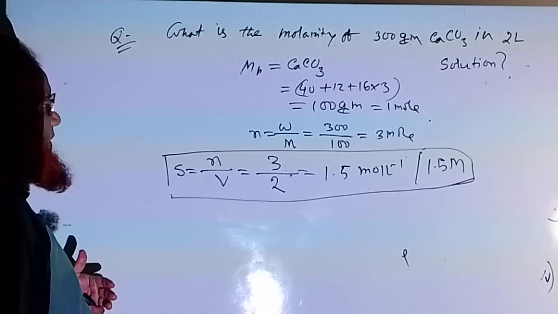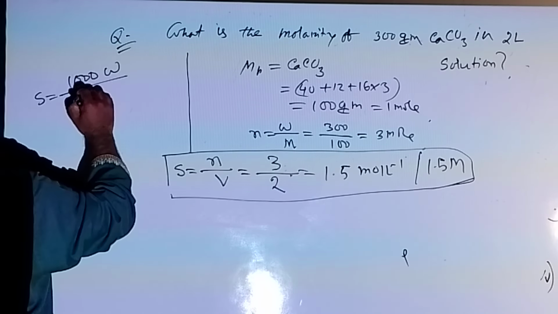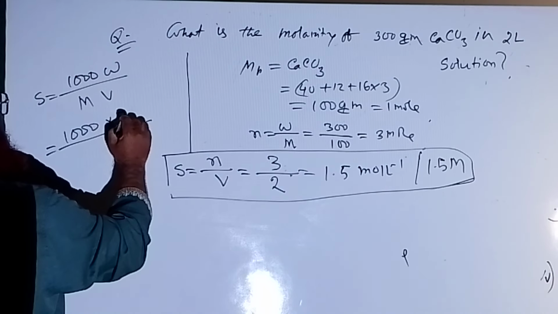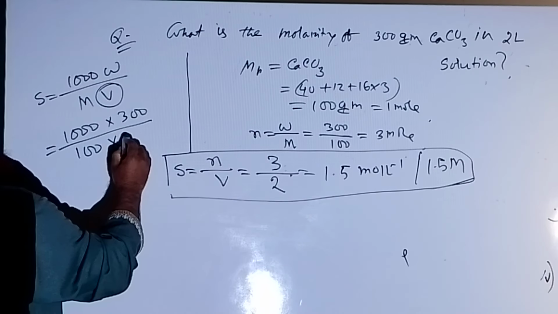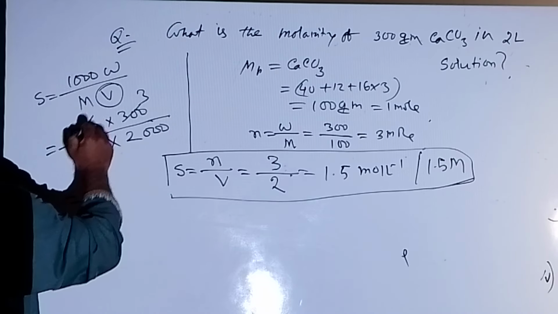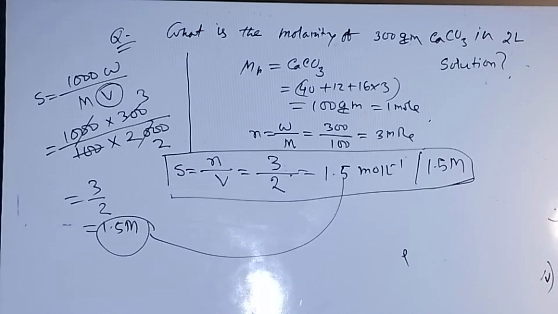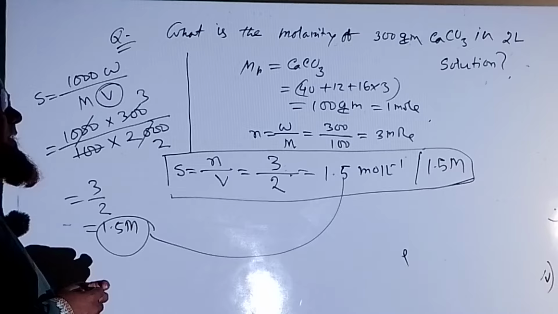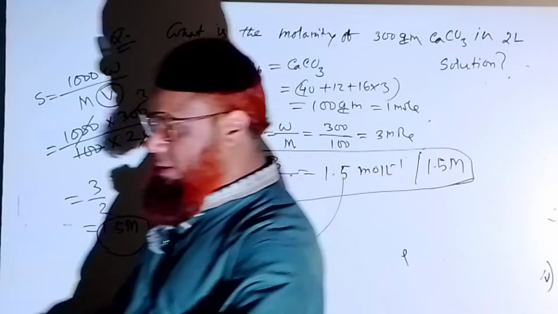Now for the next formula, for example, if you do it this way, S equal to 1000 W by MV, same is same. So W here is what? 300 gram. Molecular mass is 100 and volume is 2 liter, and here volume needs to be in ml, so you can write 2 liter equal to 2000 ml. So here 2, here is 3, and here is also 2. So 3 by 2, again 1.5 molar. So this is the same answer produced from these two formulas. Okay. So you can use molarity equal to N by V and simultaneously this formula, so that you can use whichever is easier for you.